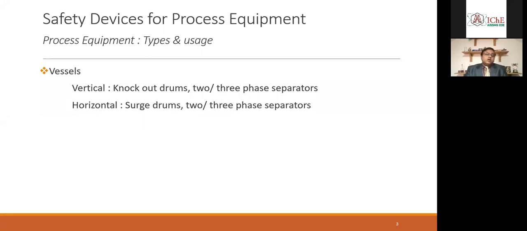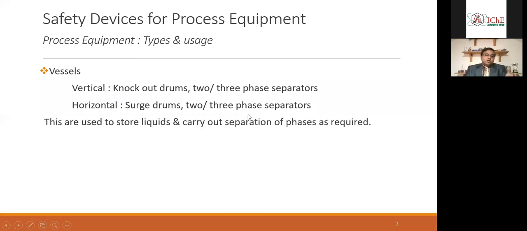Horizontal drums are surge drums. When you get feed into a plant, you give a certain amount of hold up time in that, so that if there is any interruption in the feed, your operation within the process unit doesn't get interrupted because of that. So that is a surge drum. And again, a horizontal vessel can also be a two or three phase separator. These are used to store liquids and carry out separation of phases as required.